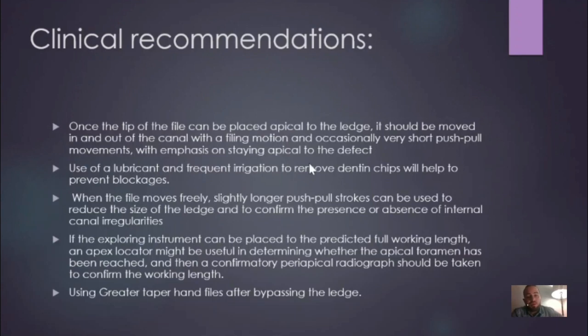Another good idea is to use greater taper hand files after bypassing the ledge. This type of files have a huge taper, taper 3 or taper 4 or taper 5, which can reduce the size of the ledge easily and quicker before the introduction of our rotary file inside the canal below the ledge.